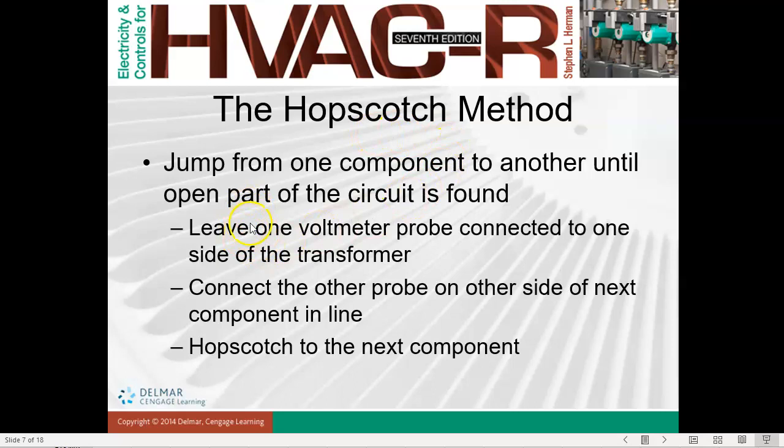So how to use it? How to use this method? Basically we just leave one of the voltmeter probes on one side, and the other probe will be moved. We check from one component to another component, so we see which one does not function. Okay.